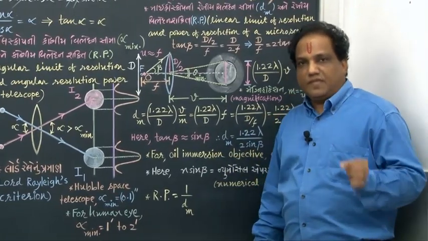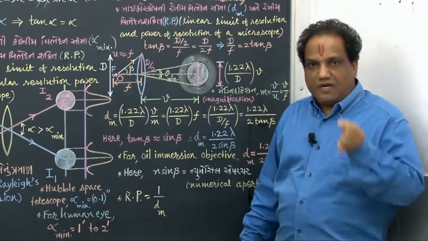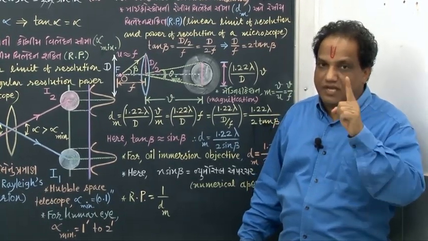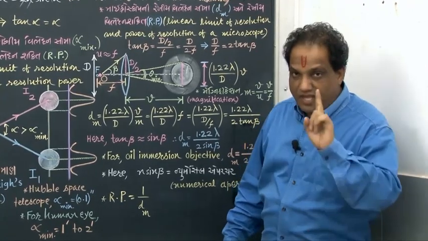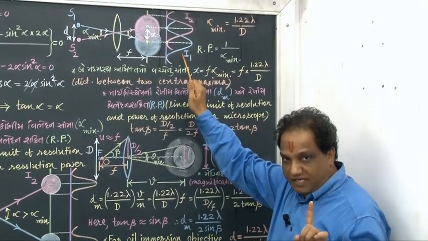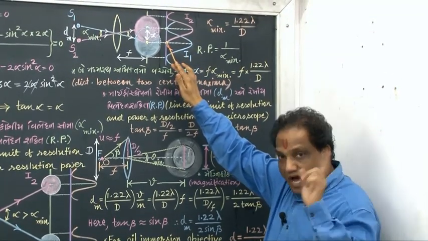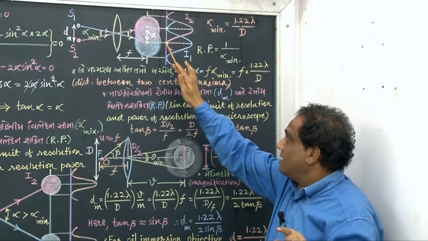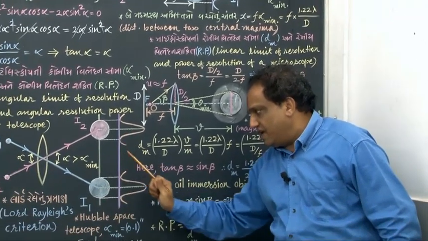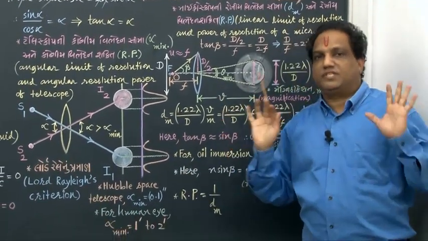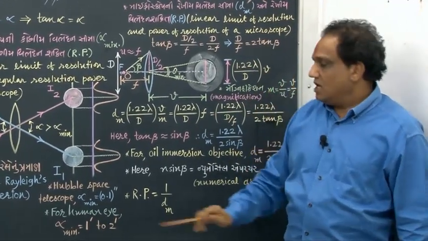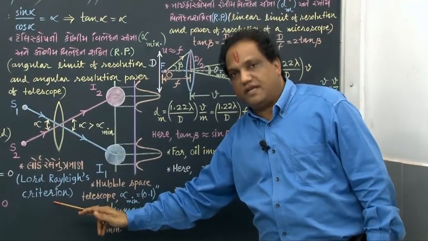I repeat, when we obtain images of two closely lying point-like objects using a given optical instrument, if the central maximum of the diffraction pattern of one object is obtained either on the first order minimum of the diffraction pattern of the second object, or it is obtained away from it, then those two images are said to be separated. This very statement gives us Lord Rayleigh's criterion.